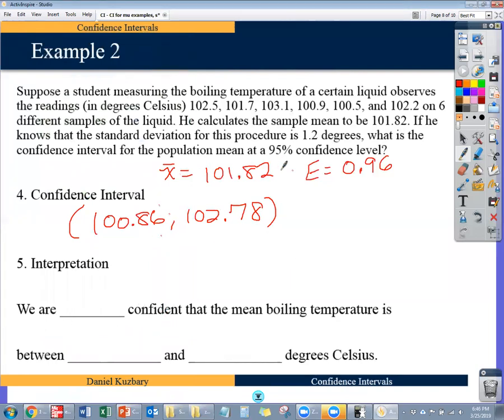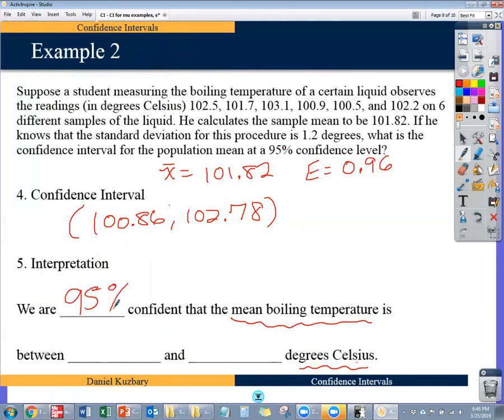Once you have those two things, finding the interval is not too bad. Like I said, the messy thing is finding the critical value. All right, so now I can interpret this, and I use the same sort of shell every time I interpret it. I had to change this to the mean boiling temperature. I changed this to degrees Celsius, but otherwise I'll just put in my confidence level.